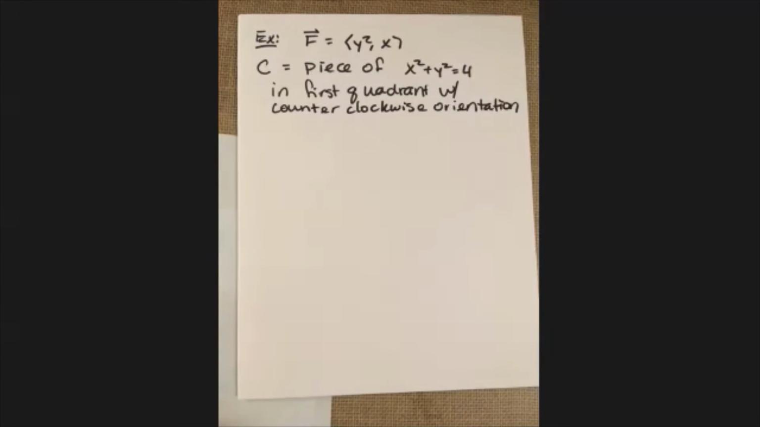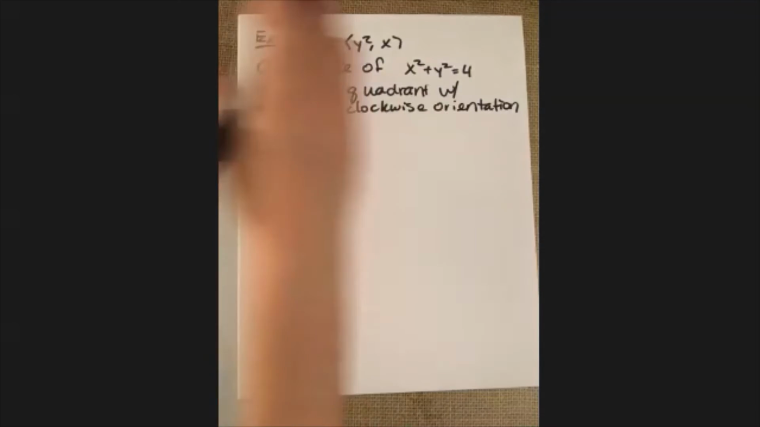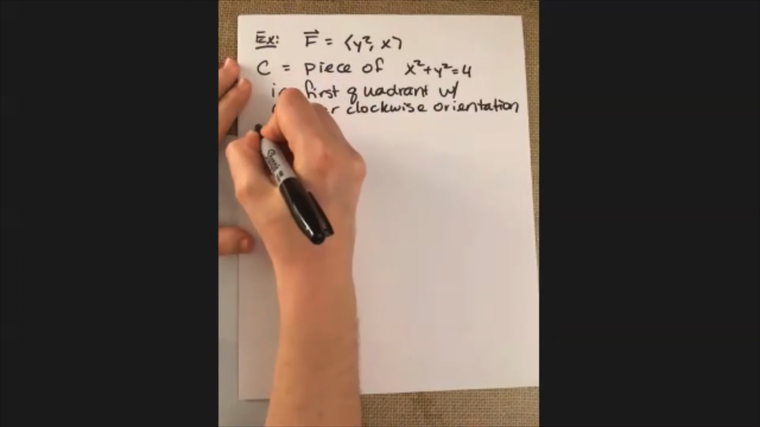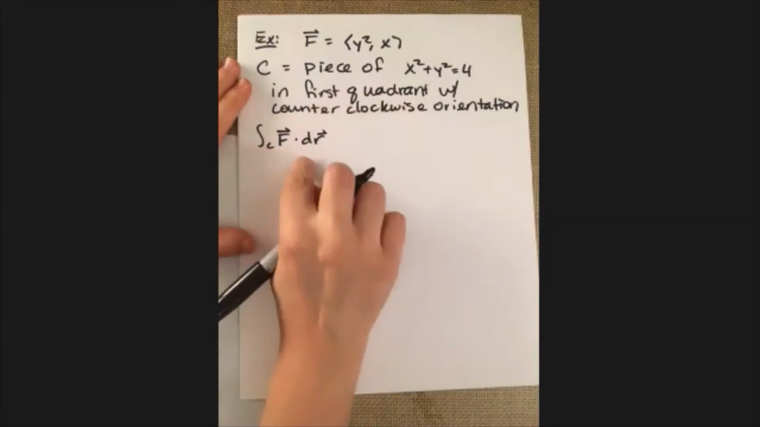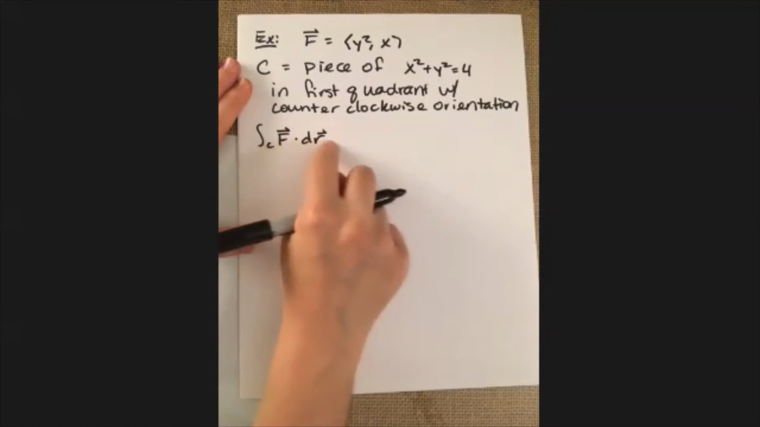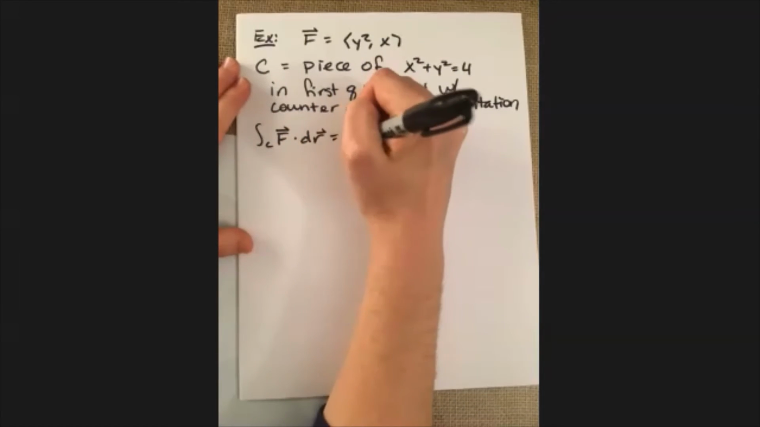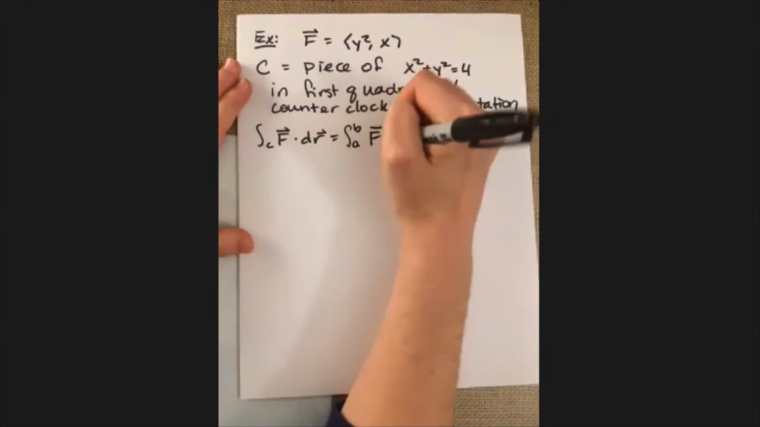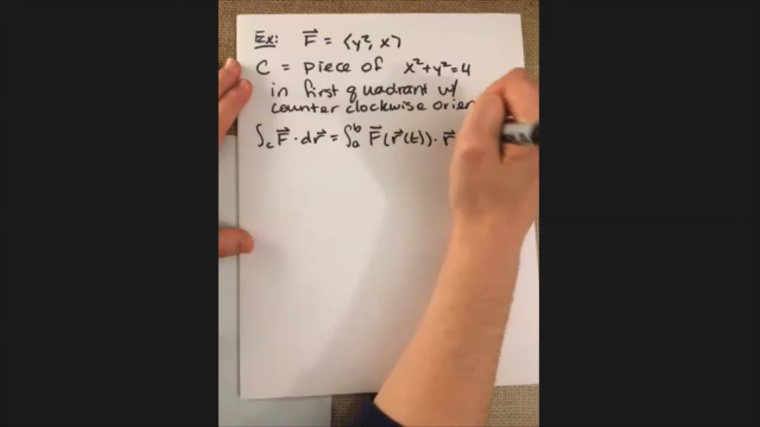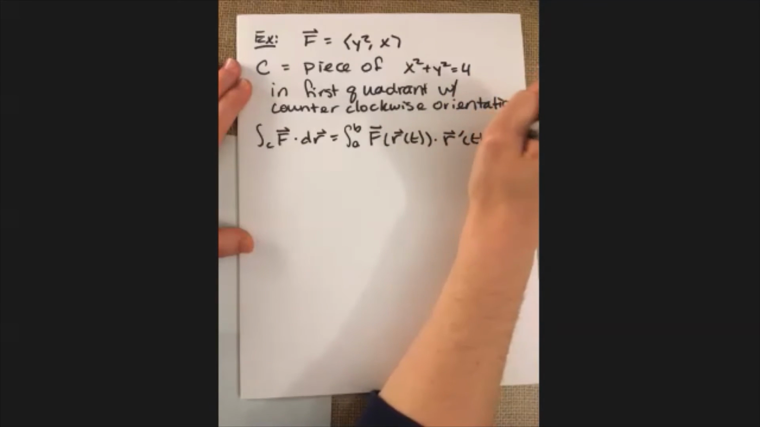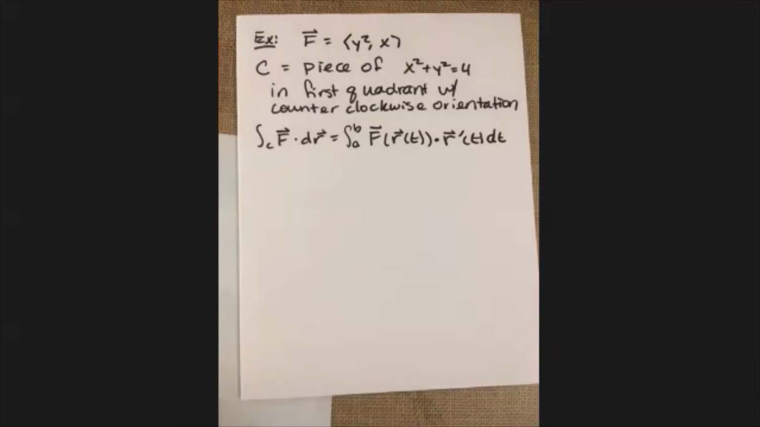So regardless of what the curve looks like and what our vector field looks like, first and foremost, the formula that we are working with to be able to find this integral is that the integral over the curve of f dot dr has to be equal to the integral from a to b of f of r of t dotted with r prime of t dt. Okay, so that means that the first thing we have to do is find the parameterization for this portion of a circle.